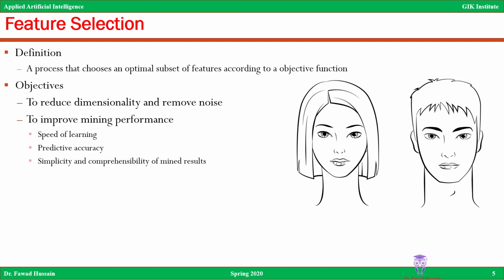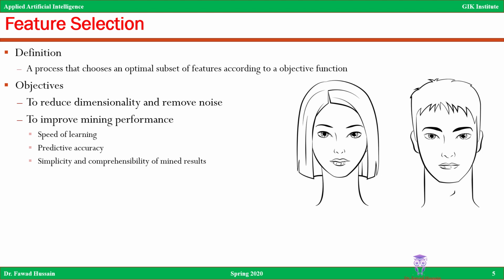Once I have extracted all the features I need, I am going to look at the features and use some calculations or evaluation techniques to figure out if all of them are useful or not. The objective here is two things. First of all, it is to reduce the dimensionality and remove the noise. And the second is that sometimes using fewer features will lead to better performance. Better performance means better speed, better accuracy, and better simplicity and comprehensibility of the mined results.